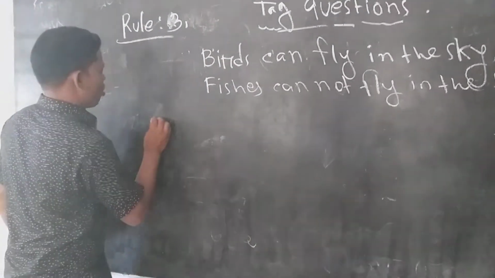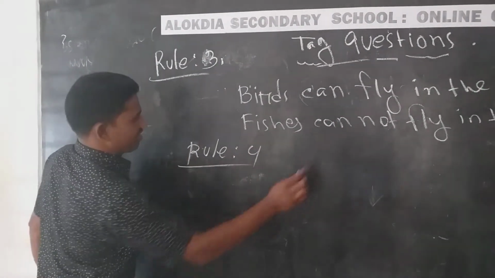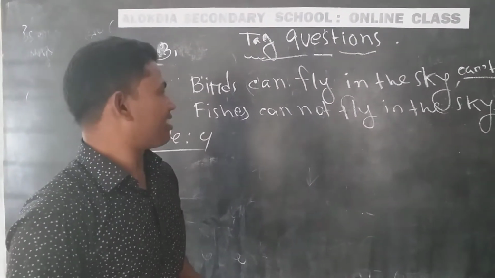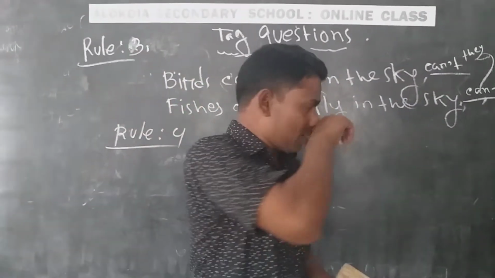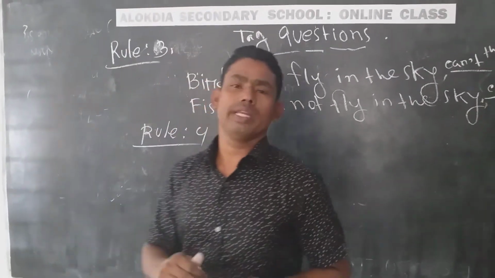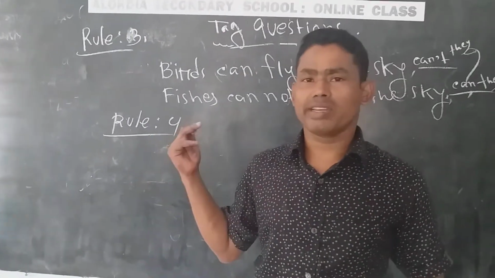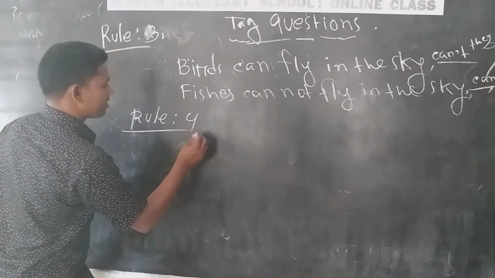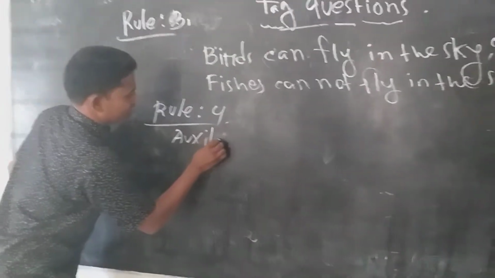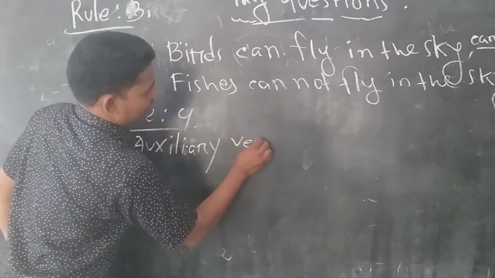Next, dear student, rule number 4. This is another important rule, please follow it. There are some auxiliary verbs which we need to use in the answer of that question. So I am writing it. Please write it down. That is, auxiliary verbs.